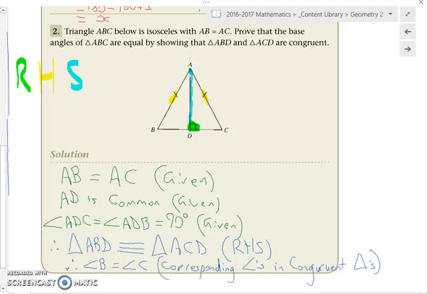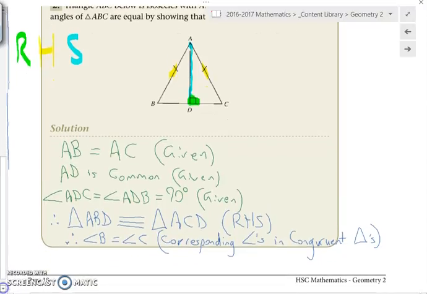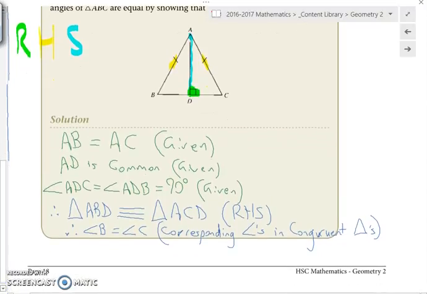So we've now proved that those two are equal. But the actual question said prove the base angles of the triangle, right? So just finish off. Base angles are equal. Done. Everyone happy with that?